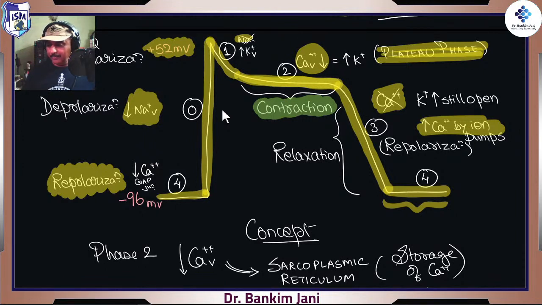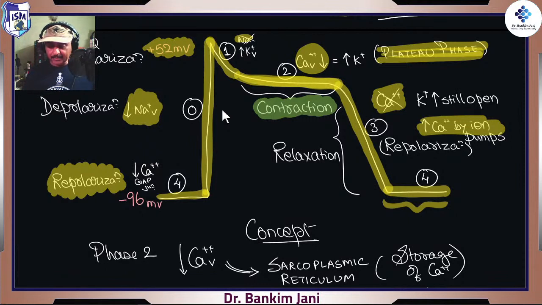Now to this we add something extra, right? We add something extra, and what's that? Deliberately I avoided this piece of information last time because it was necessary for you to understand this concept very clearly. 4, 0, 1, 2, 3, right? That is repolarization, depolarization, initial repolarization, and then the full complete repolarization.